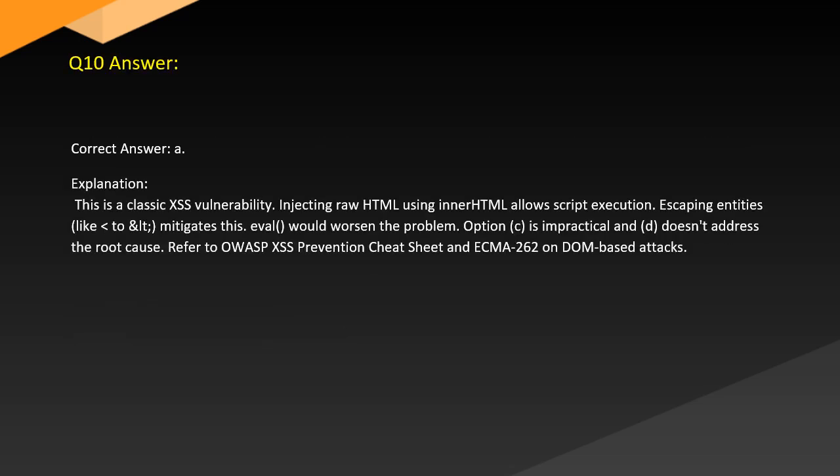Answer. Correct answer A. Explanation. This is a classic XSS vulnerability. Injecting HTML using innerHTML allows script execution. Escaping entities like angle brackets mitigates this. Eval would worsen the problem. Option C is impractical and D doesn't address the root cause. Refer to the OWASP XSS prevention cheat sheet and ECMA-262 on DOM-based attacks.